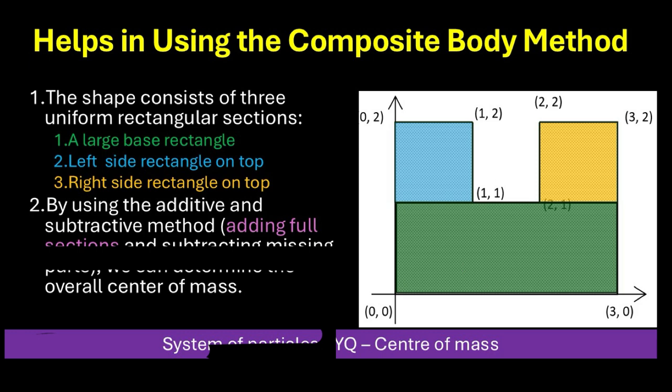See, for that we use the composite body method. Now, what is composite body method? It implies that the body under consideration can be considered to be a composition of multiple individual bodies. For instance, this complete figure, solid lamina given here, can be considered as one large base rectangle, one rectangle on the top and the other on the right. So we have a large base rectangle, a left rectangle and a right rectangle. Okay.